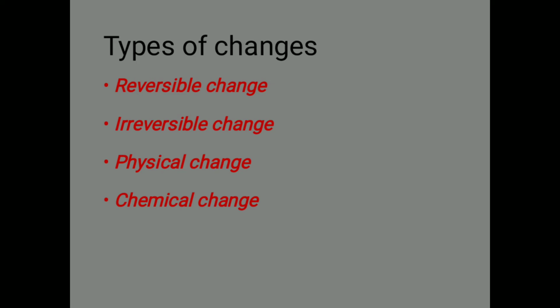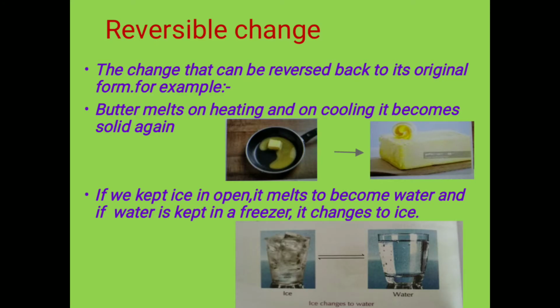Let us understand them one by one. First one is reversible change. The change that can be reversed back to its original form is called reversible change, or we can say that a substance that can get back into its original form after reversing is called reversible change. Let us consider it by example.